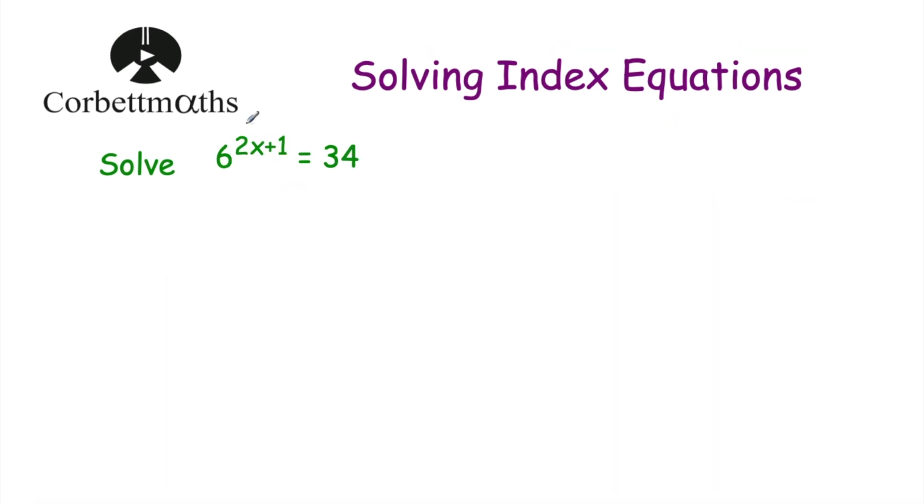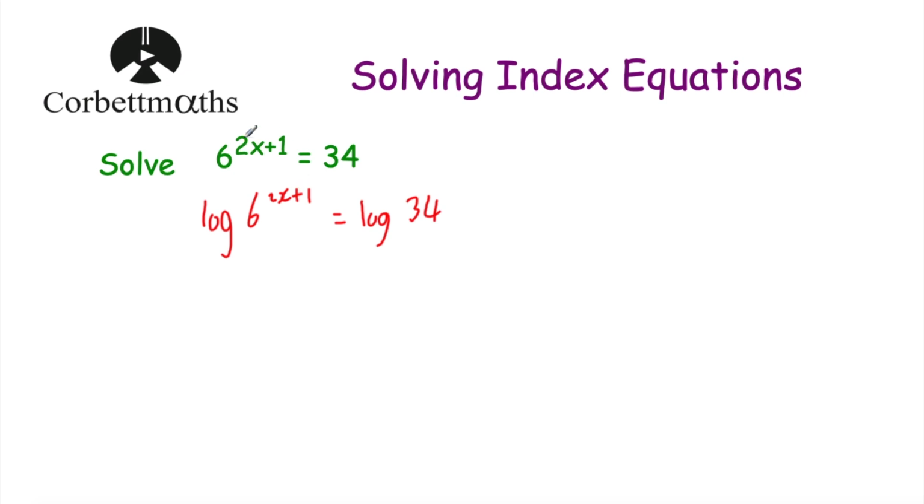So our next question is to solve 6 to the power of 2x plus 1 is equal to 34. So this time we've got a power of 2x plus 1. So rather than just being x or minus x or 2x, we've got a power of 2x plus 1. So let's solve it by taking the logs of both sides. So the log of the left-hand side would be the log of 6 to the power of 2x plus 1 is equal to the log of the right-hand side, so the log of 34.